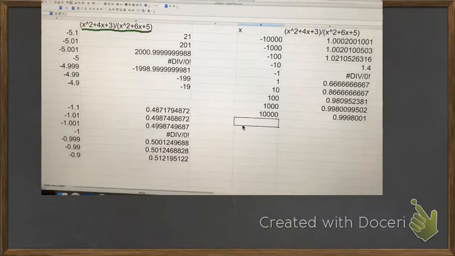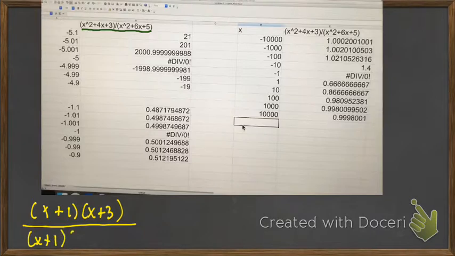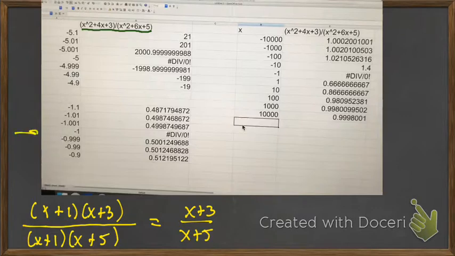I have the rational function right here, x squared plus 4x plus 3 over x squared plus 6x plus 5. And so we did have that factored as x plus 1 times x plus 3, divided by x plus 1 times x plus 5. So I'm going to be interested in a couple of things. Probably the first thing we're going to look at is this does reduce down to x plus 3 over x plus 5. And so I'm going to be interested in what happens when we get close to minus 1.